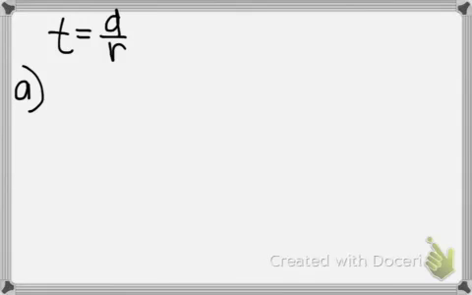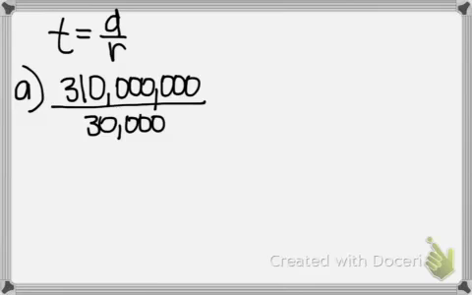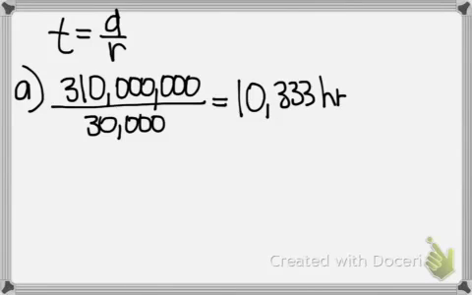My distance is 310 million miles. The rate that they gave us in A was 30,000 miles per hour. I can simplify this to get about 10,333 hours. That means about 431 days.